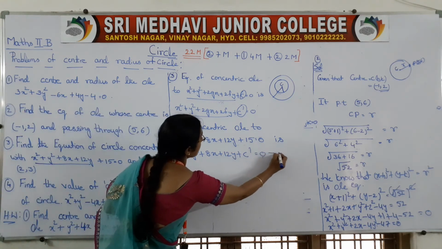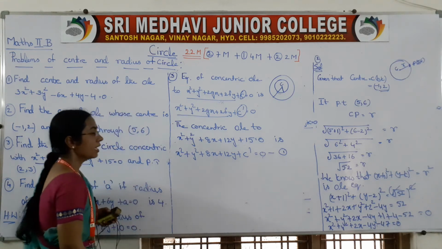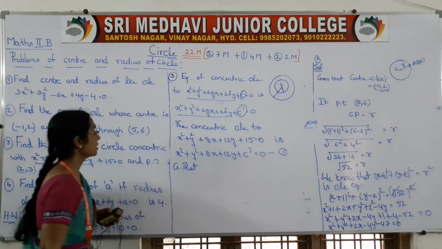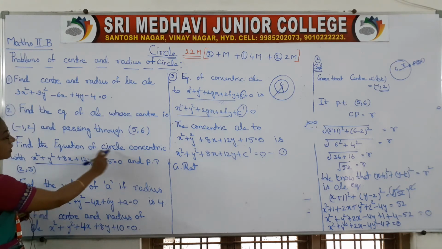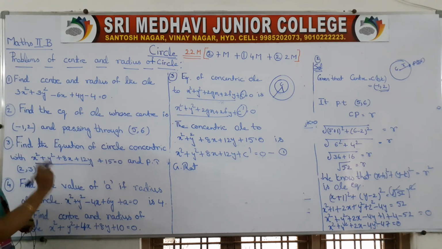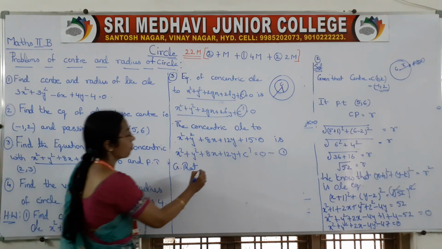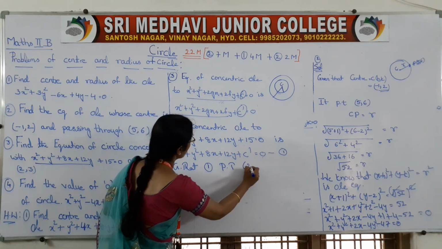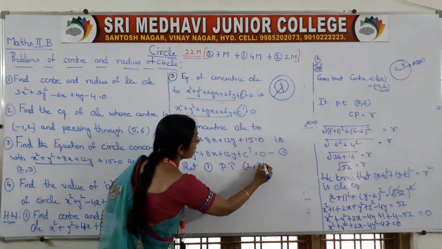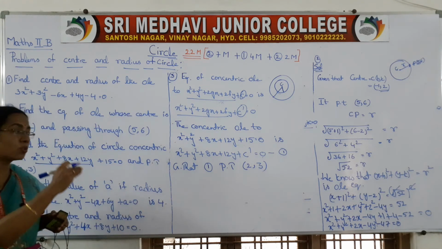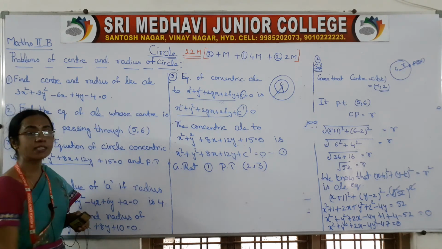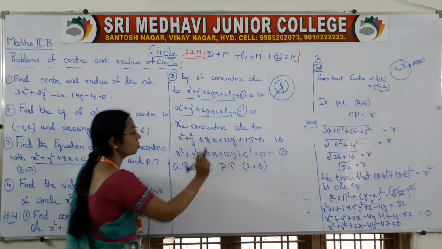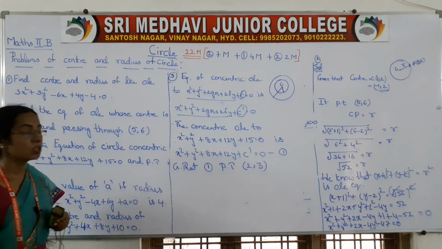Consider this as one equation, and given that the circle passes through (2, 3). Passes through that point means that point satisfies the circle equation. In the x place you substitute 2 and in the y place you substitute 3.